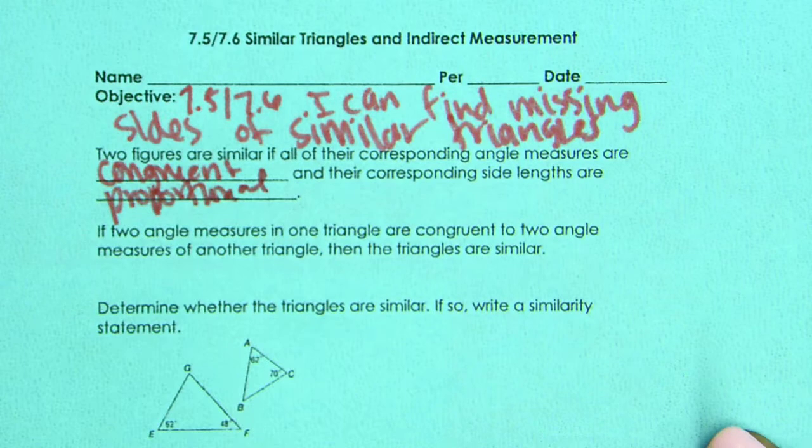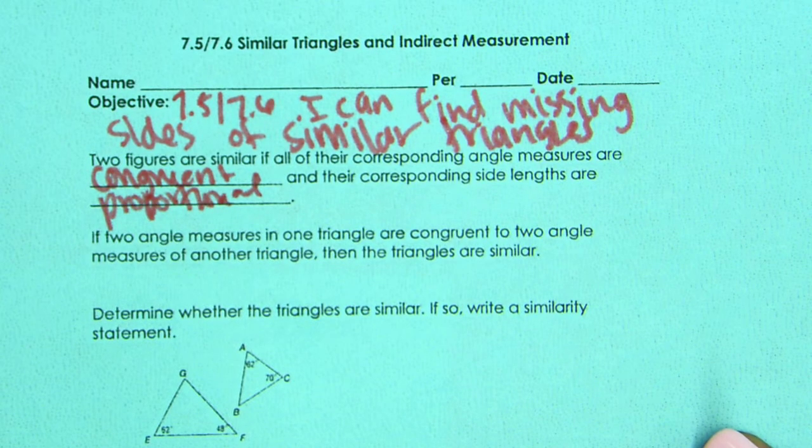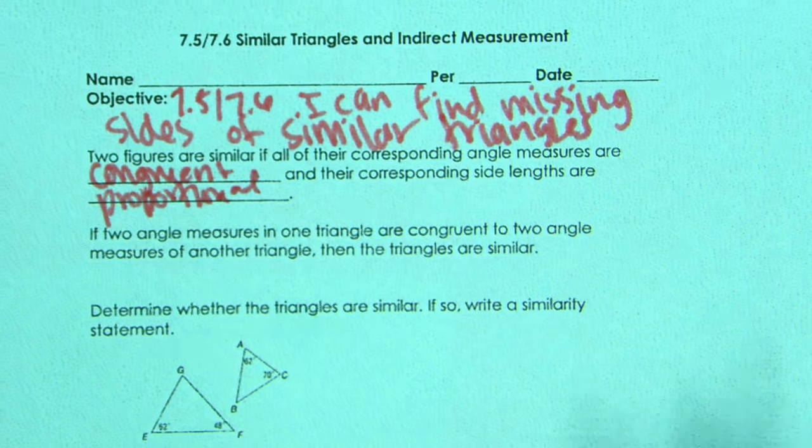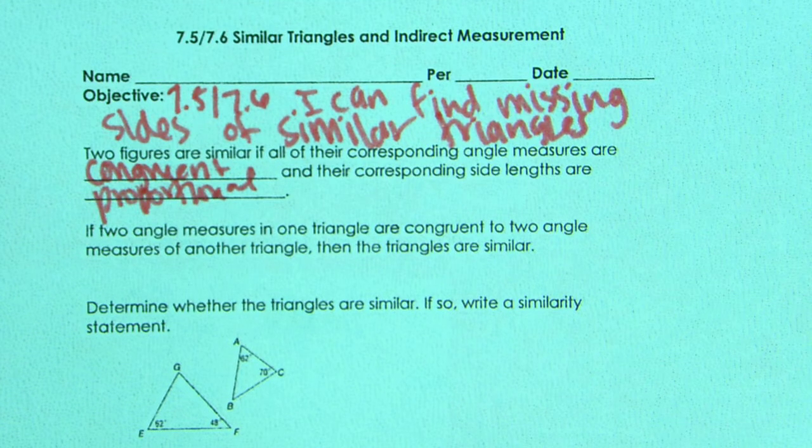If two angle measures in one triangle are congruent to two angle measures in another triangle, then the triangles are similar. So in triangles, we have a special rule where if three angles are congruent, then they're similar. But since triangles add up to 180, if two of the angles are the same, then I know that the third angle has to also be the same. So I really only have to check two for triangles.